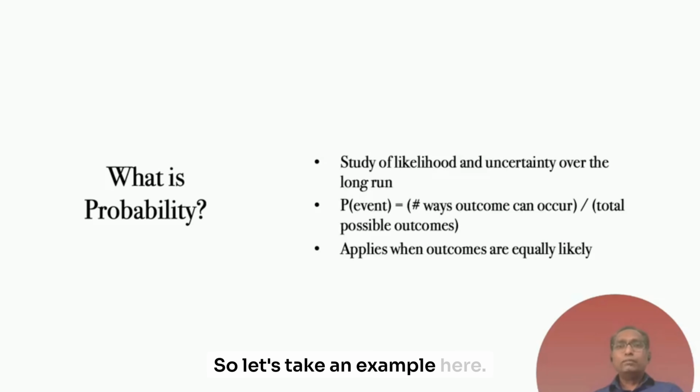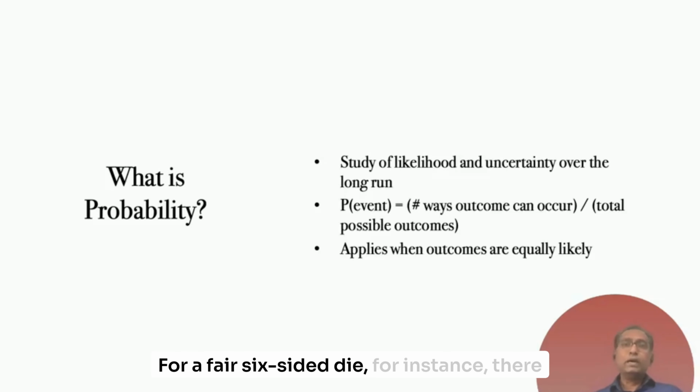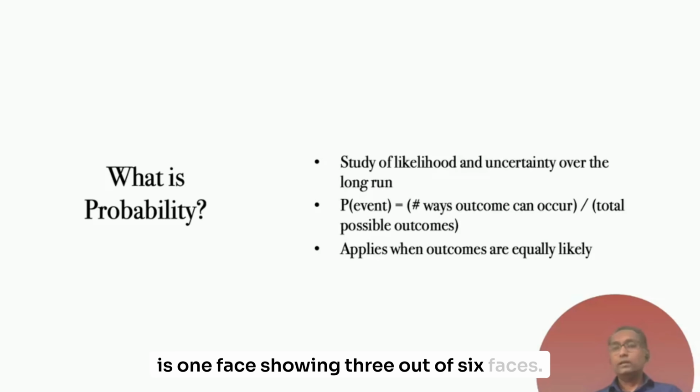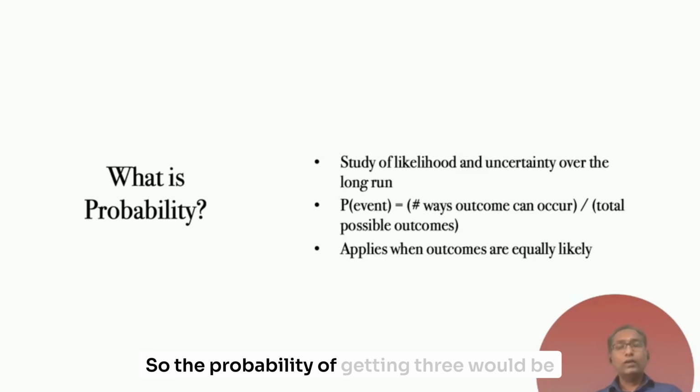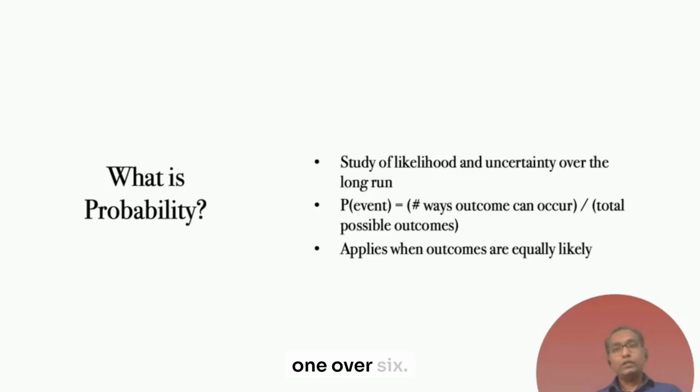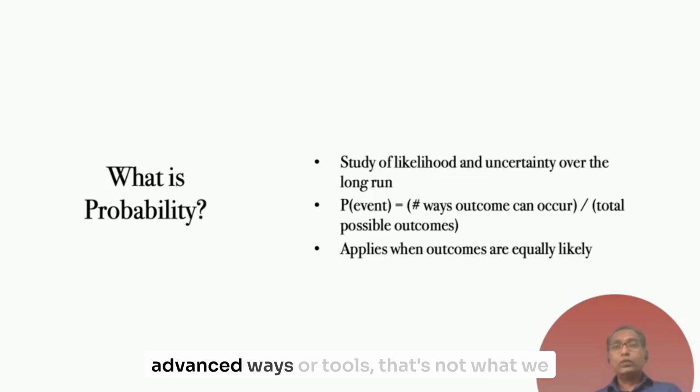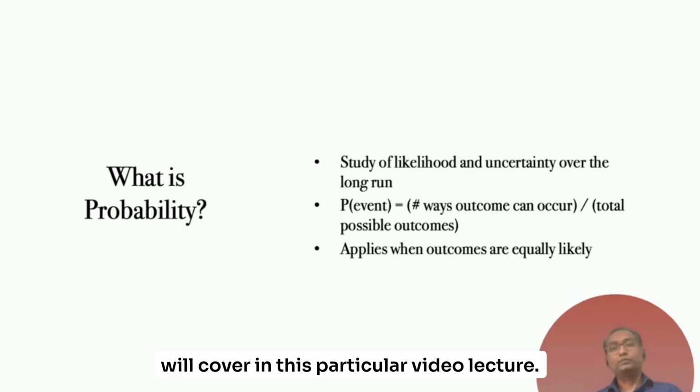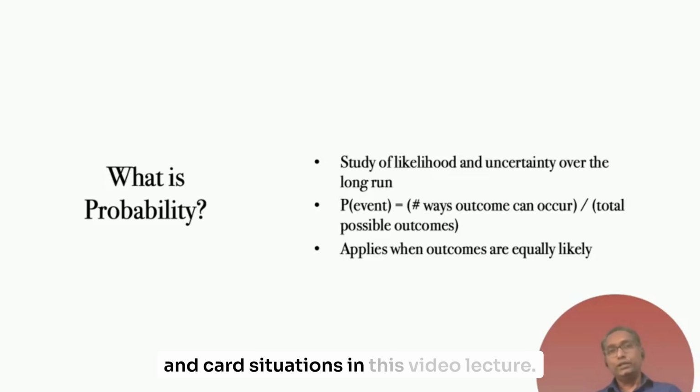So let's take an example here. For a fair six-sided die, for instance, there is one face showing 3 out of 6 faces. So the probability of getting 3 would be 1 over 6. Note that this formula relies on the assumption of equally likely outcomes, meaning that the dice is fair. If it is not, then we'll look into other advanced tools, but that's not what we will cover in this particular video lecture. We'll stick to fair dice conditions, coins, and card situations in this video lecture.